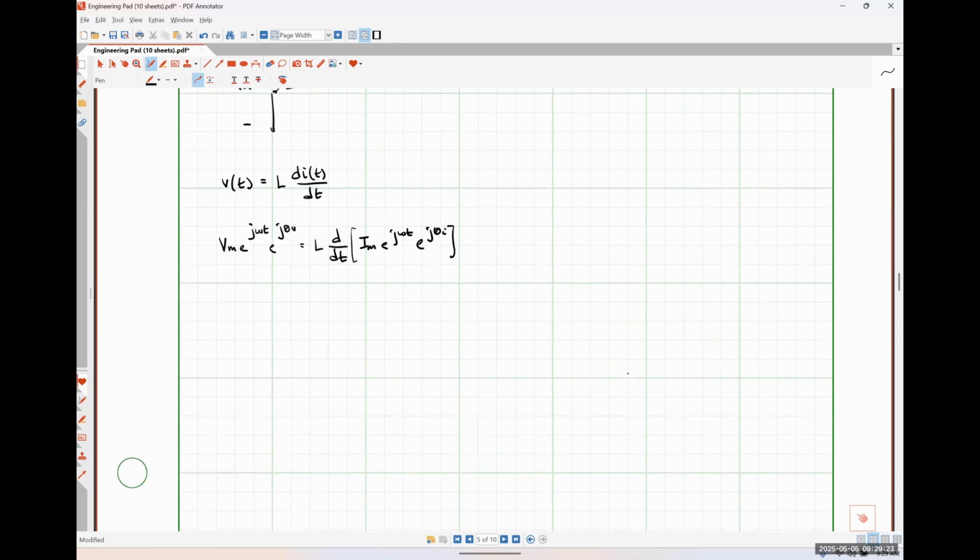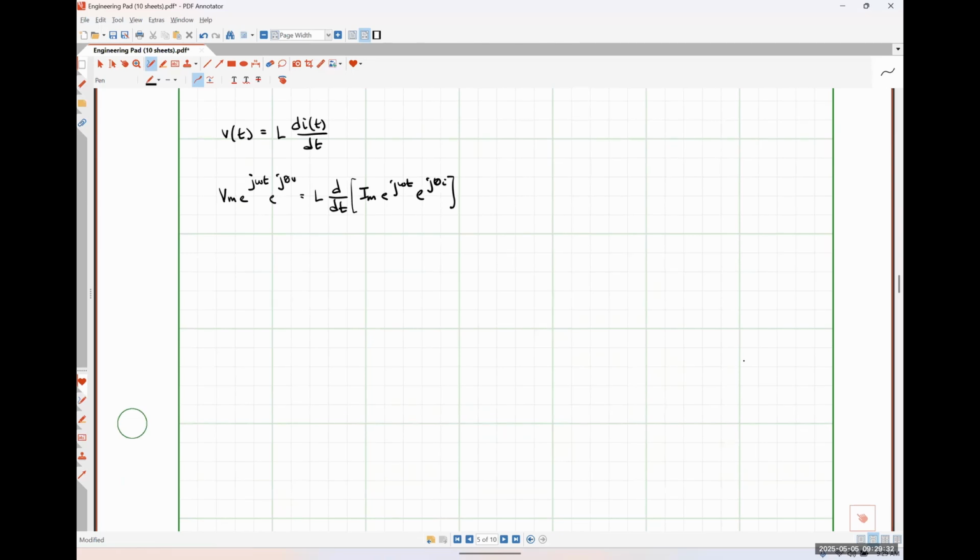Okay. So Im and e to the j theta I, neither of those depend on time, so I can pull them out of my derivative. So that would look like L times Im times e to the j theta I multiplied by the derivative of e to the j omega t. Well, what's the derivative of e to the j omega t?